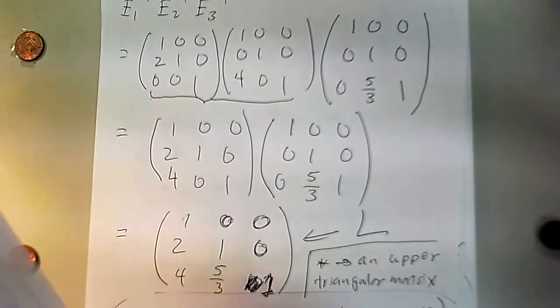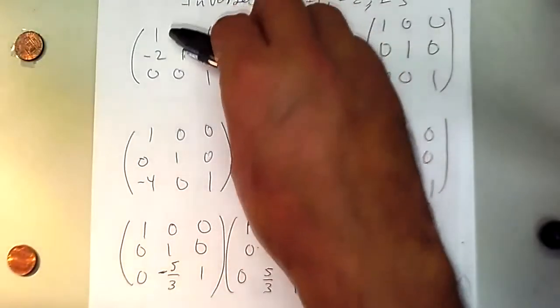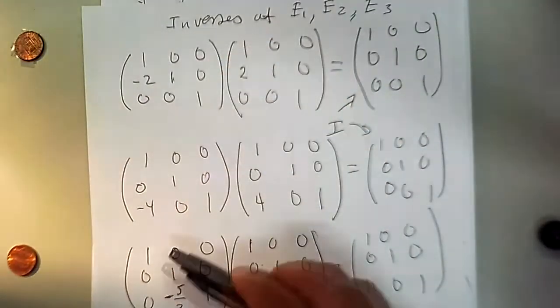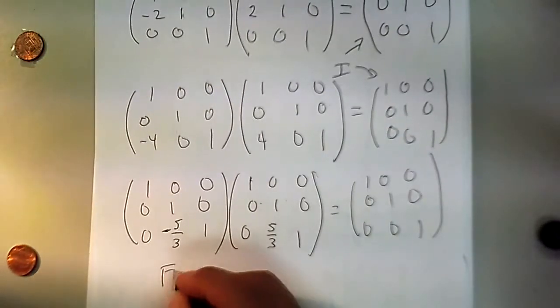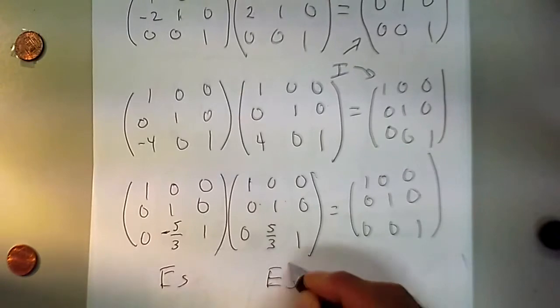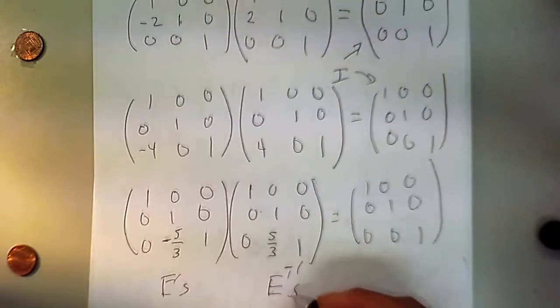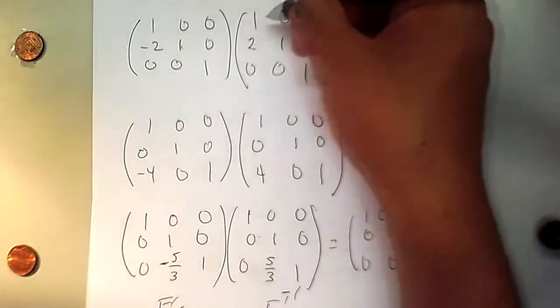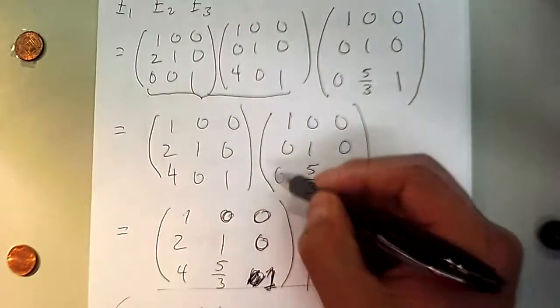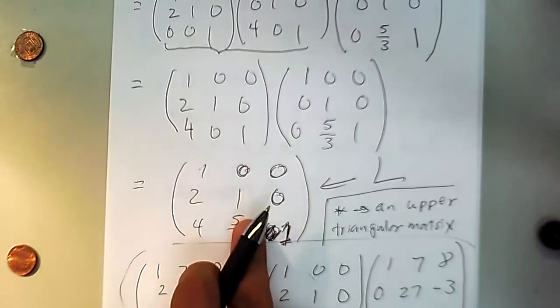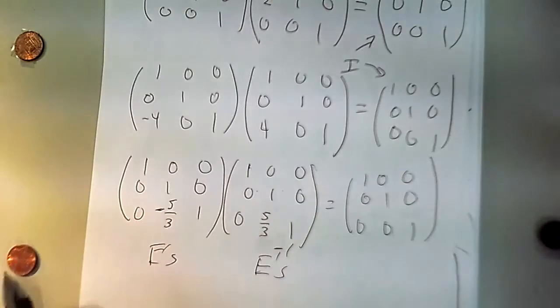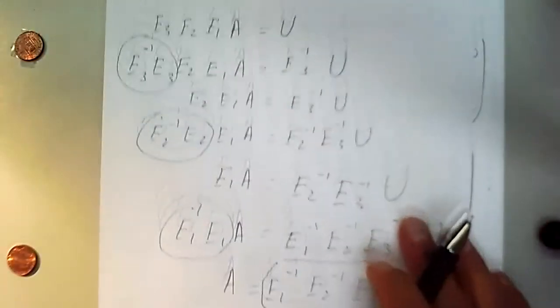But there's a second way to go about this. We could multiply those 3 e's instead of multiplying the inverses. So these are the e's, and these are the inverses of those e's. And what we did is multiply those together, and voila, we got our lower triangular matrix. But there is another alternative.